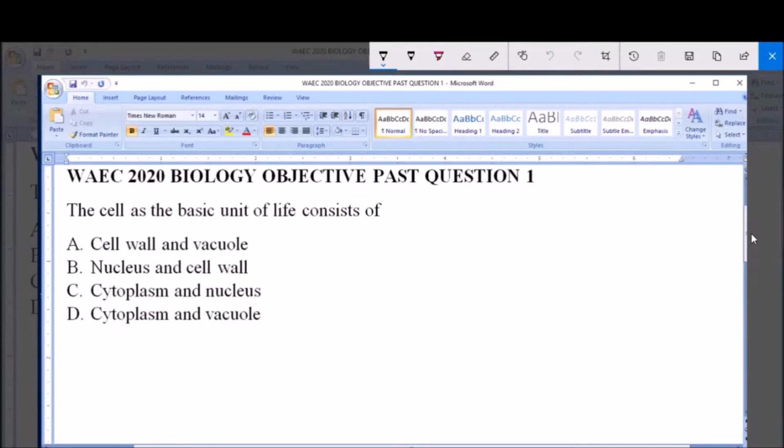The cell as the basic unit of life consists of A. Cell wall and vacuole, B. Nucleus and cell wall, C. Cytoplasm and nucleus, D. Cytoplasm and vacuole.